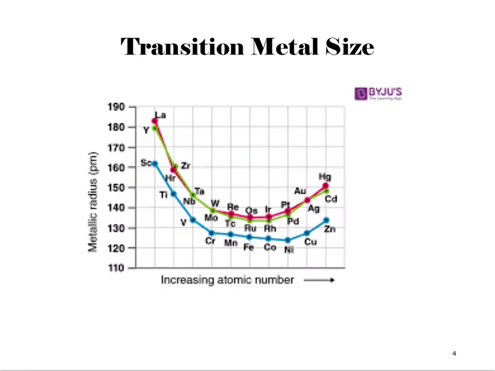Because every time that we go to a new row, we've added a new principal energy level, which means that we've just added another electron shell, right? As we add more electron shells, the atoms should get bigger. Does that make sense to everyone, right?